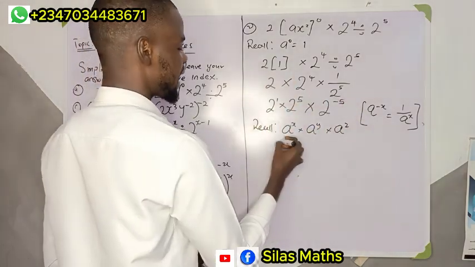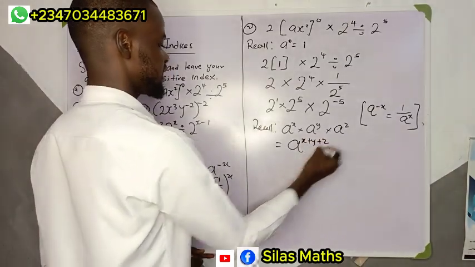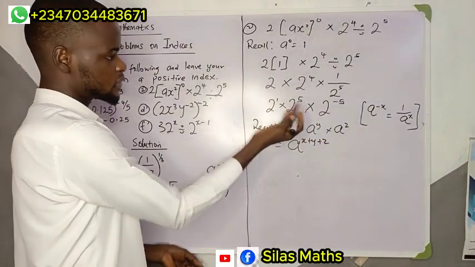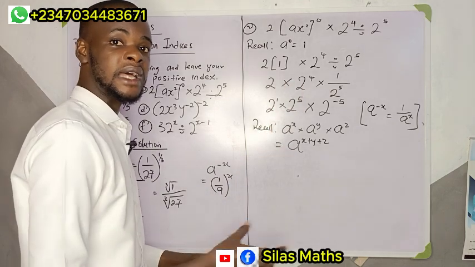So we'll go ahead and add their powers, and that is what a raised to the power x plus y plus z. So that's what we're going to apply here. Note that all their b's are equal. So since their b's are equal, we'll go ahead and add their powers.